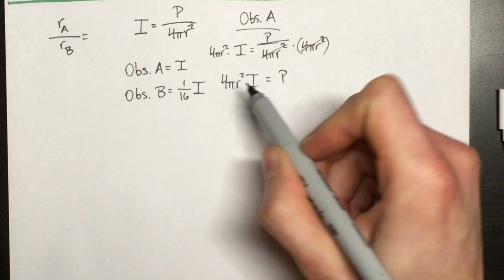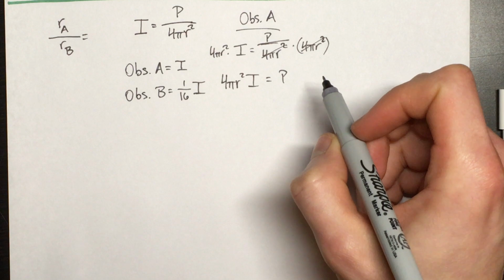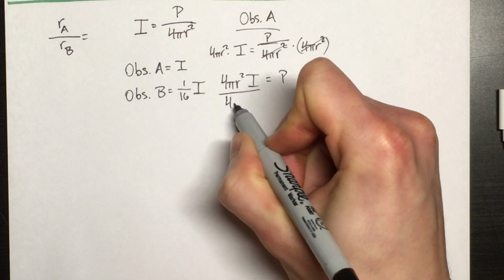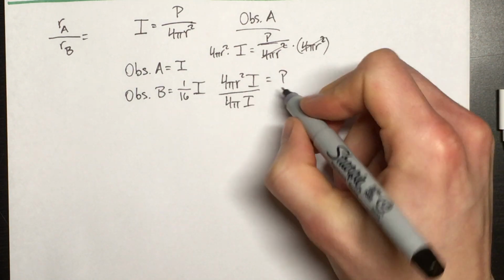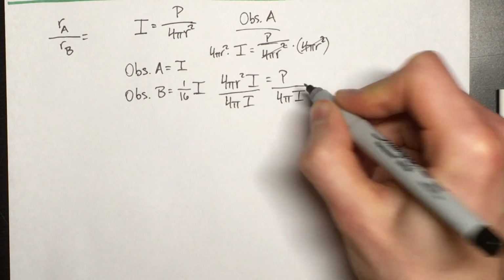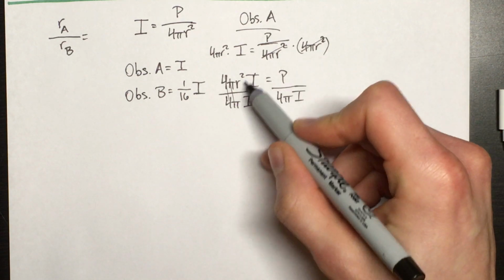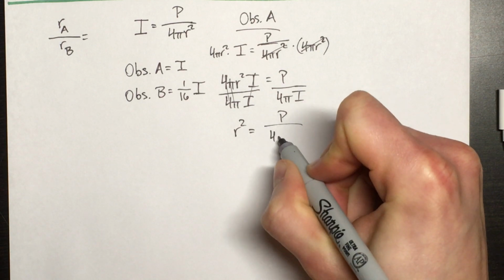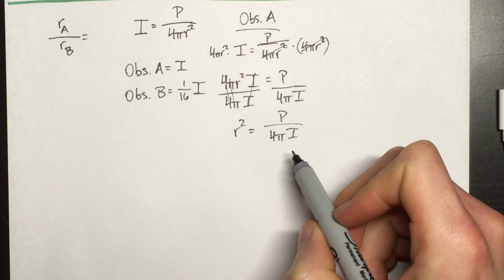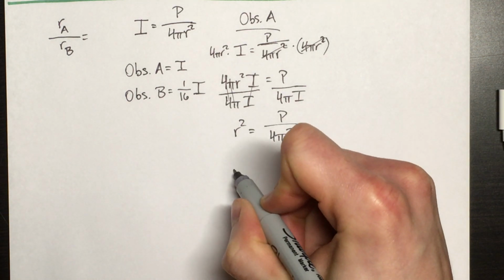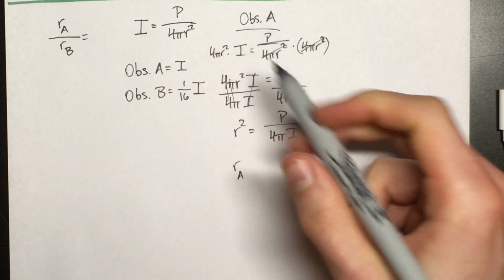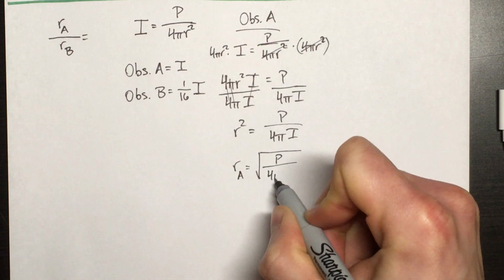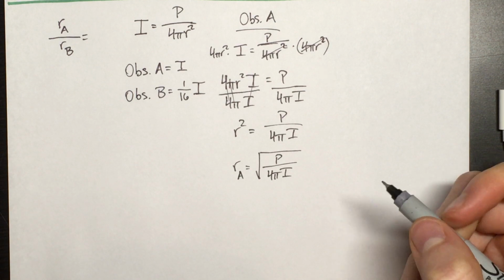Now, what do we want? We want r, right? So how do we get r by itself? Well, we can divide both sides by everything that isn't r over here. So we can divide both sides by 4 pi I, because the 4 will cancel out, the pi will cancel out, the I will cancel out, and then we'll just have our r left. So r squared is equal to P over 4 pi I, right? At this point, to solve for r, you just take the square root. So for observer A, R_A, the distance, is going to be equal to the square root of P over 4 pi I. Okay, so we have that.